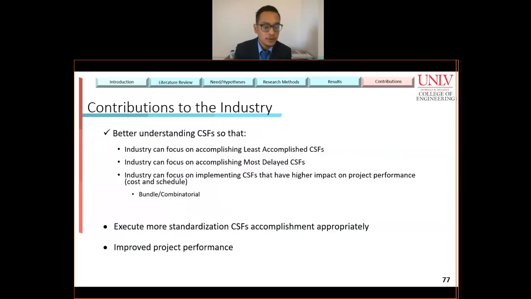So I have the following contributions to the industry. This study helps the industry better understand the CSFs so that the industry can focus on accomplishing the least accomplished as well as the most delayed CSFs, and also focus on implementing CSFs that have a higher impact on project performance, both in general as well as in combination. This study also helps the industry execute more standardization CSFs in an appropriate manner. And finally, it helps the industry achieve improved performance in projects because of the previously mentioned contributions.